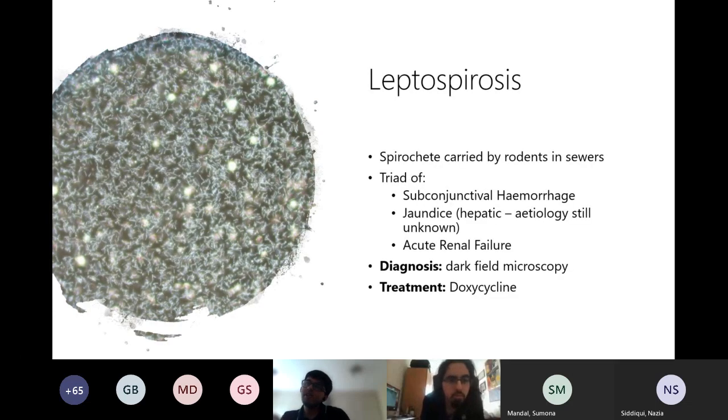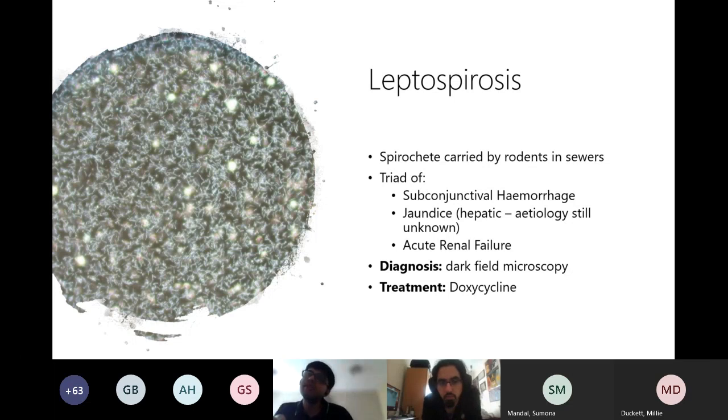So does anyone know what this picture shows? This is a special type of microscopy. Does anyone know what it is? So this is dark field microscopy. It is almost exclusively used for this condition. So leptospirosis is a spirochete carried by rodents, rats more common than mice, in sewers, especially in Asia.